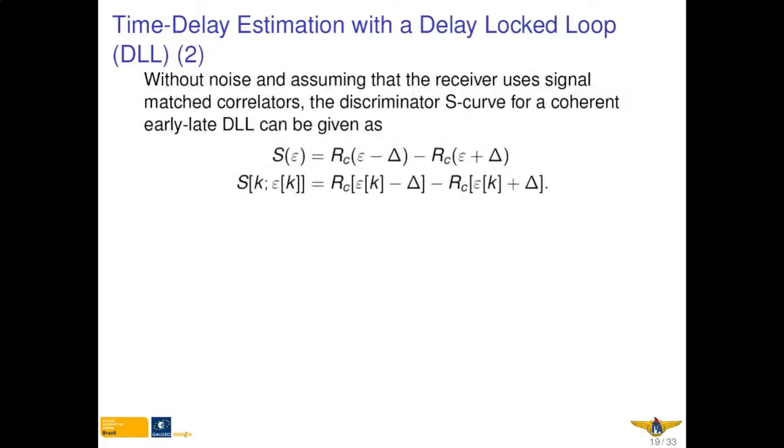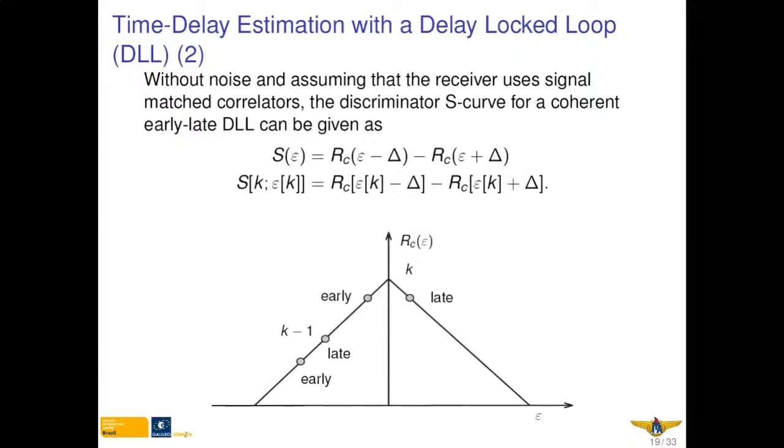Without noise, and assuming that the receiver uses signal matched correlators, the discriminator S-curve for a coherent early-late DLL can be given as follows. This is what we just discussed before, which determines our steps, and is called the S-curve in the delay lock loop. We can also write this as dependent on k.